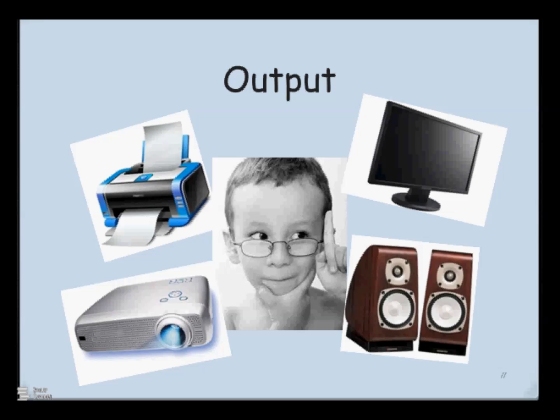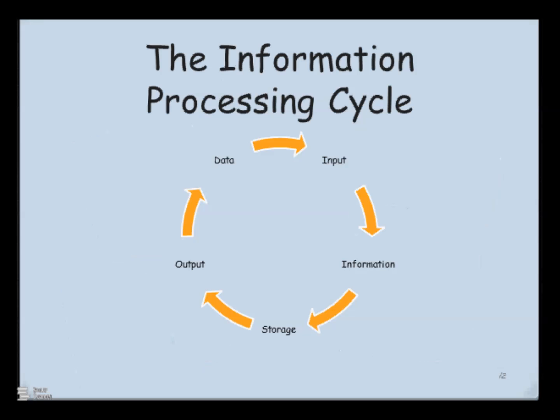So once that data is processed, then you have to output it in some way because otherwise it just sits there and it's not used. So here's the information processing cycle. As you can see, you take data that's not in any logical format, input it into a computer, apply some type of code so that it organizes it into information. That information is stored until it is used or output in some way so that it can be used.